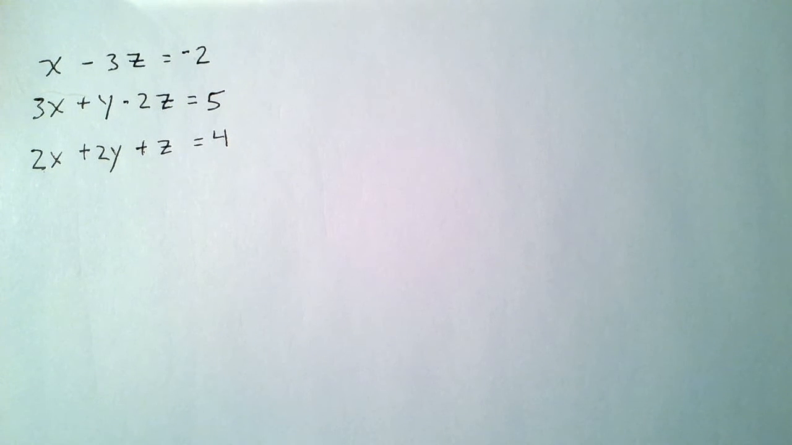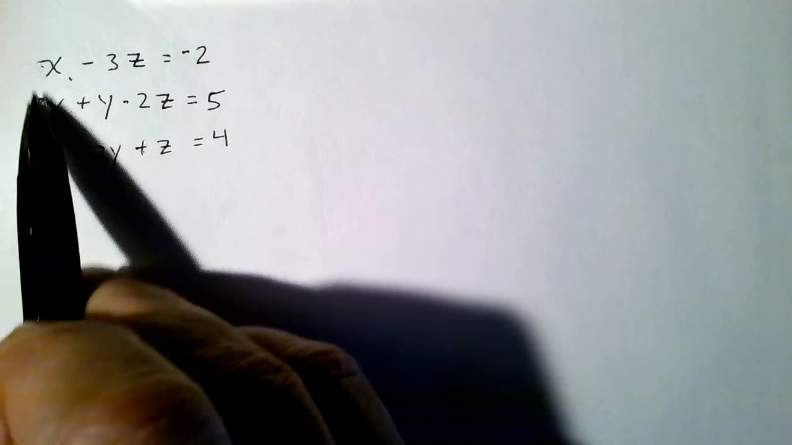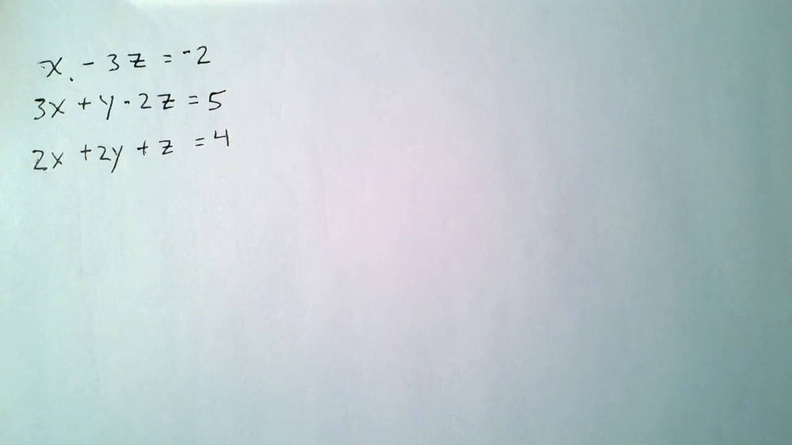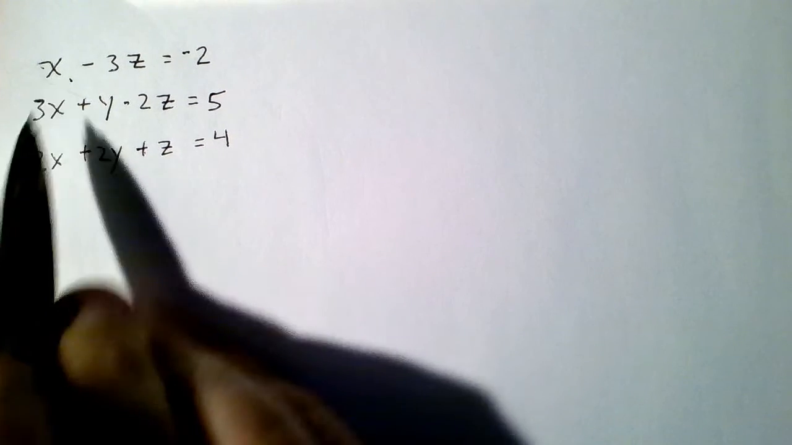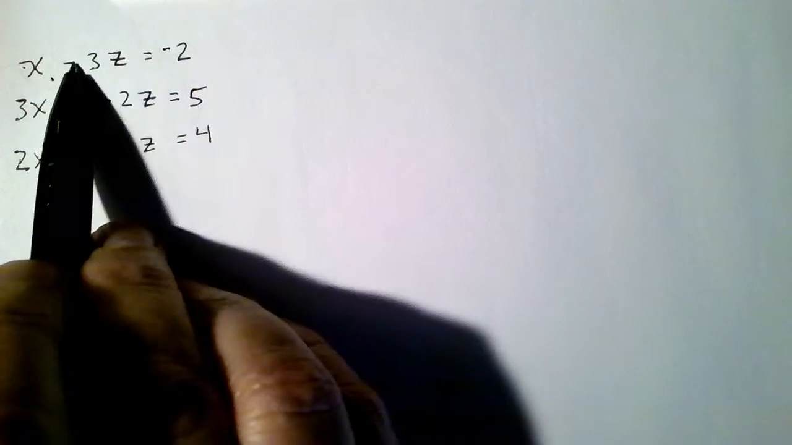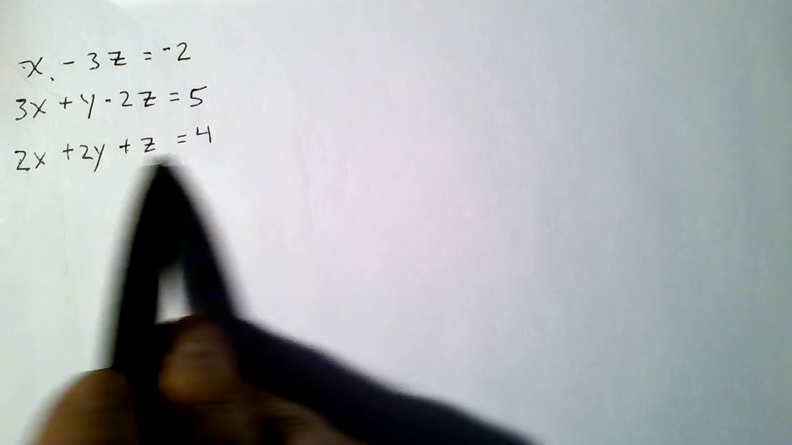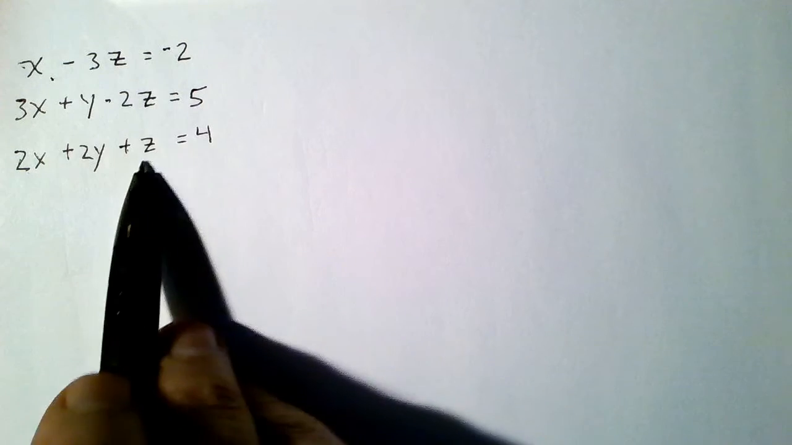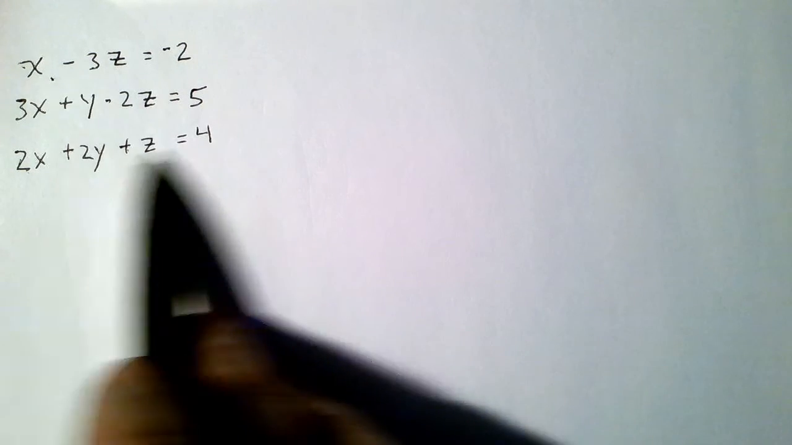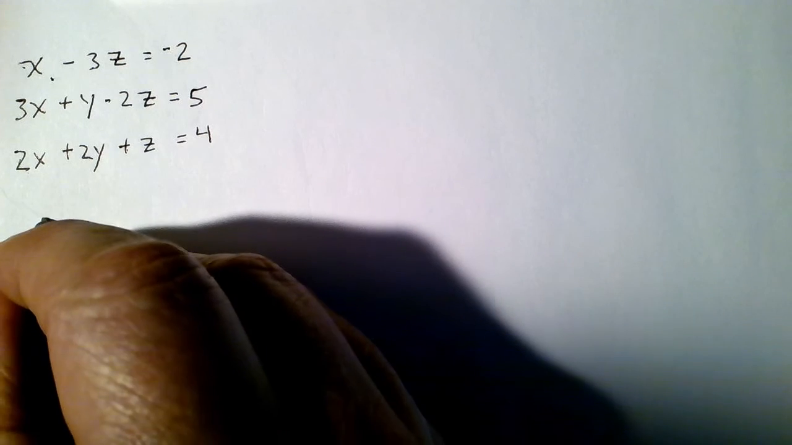The second thing I want to do is typically I want to put my smallest lead coefficient on the x's. I have 1, 3, and 2. I want to put that first. And if we have a 1, by all means, we want to put that row first. I can list these in the matrix any order I want, equation 1, 2, and 3. But I like that there's a 1 here. So let's set this up.